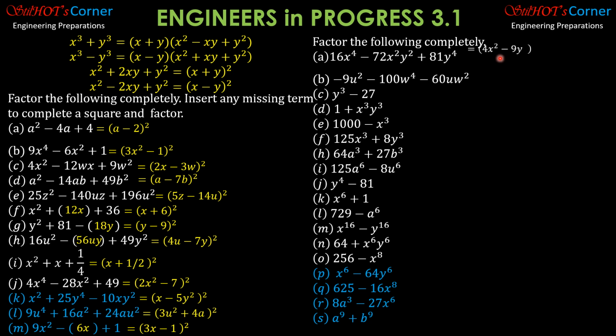Since 4x² − 9y² is a difference of two squares, we can write this as (2x)² − (3y)². So we factor the inside as (2x + 3y)(2x − 3y), and the whole is raised to 2. Therefore, the complete factored form is (2x + 3y)² times (2x − 3y)².